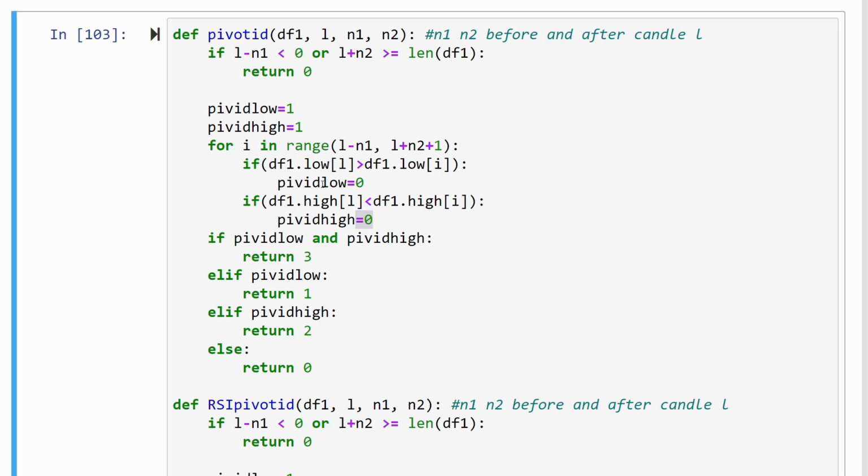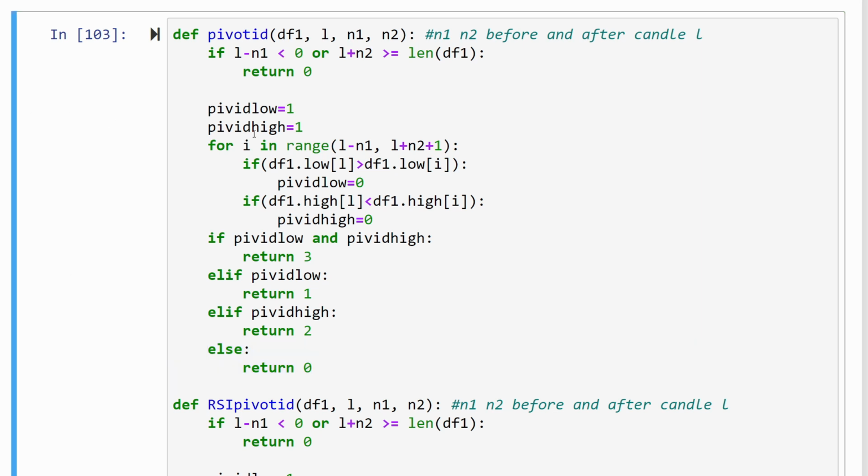So after we have checked all the candles in the neighborhood of the candle L, I'm going to see if I have a pivot ID low and a pivot ID high, meaning if this candle is both higher and lower at the same time than all the neighbors' candles, then I'm going to return a category number, which is number 3 here. Otherwise, if it's a low candle, I'm returning 1. If it's a high candle, I'm returning 2. And in any other case, I'm returning 0.